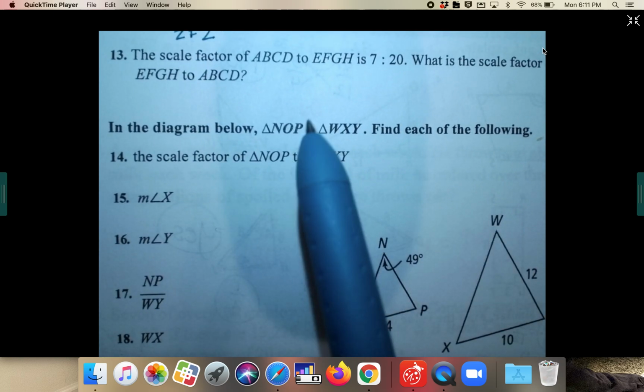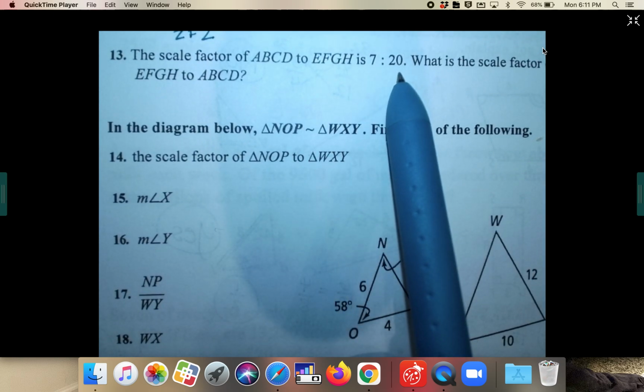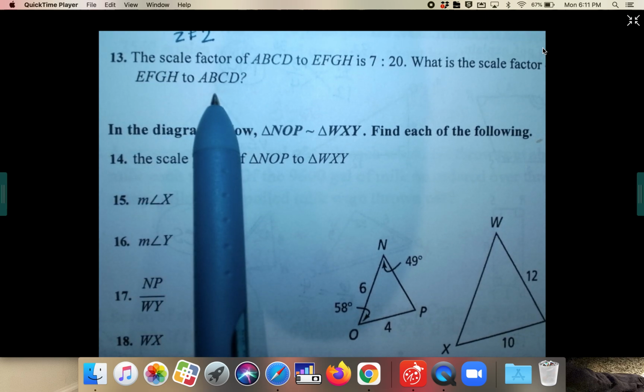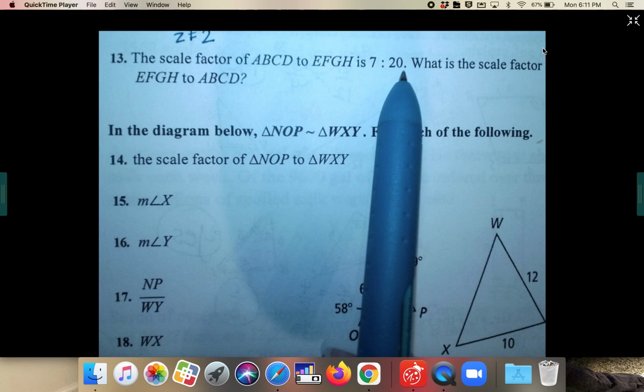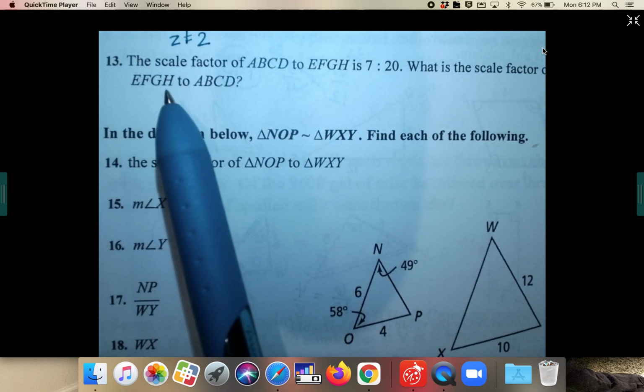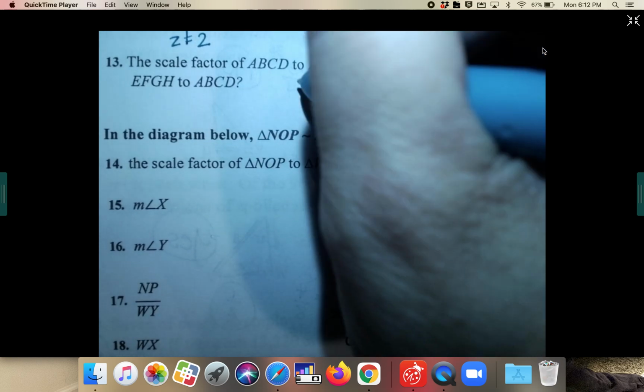All right, scale factor of ABCD to EFGH is 7 to 20. What is the scale factor of EFGH to ABCD? Well, that's just going the other direction. So if it first wanted it in this order and it was 7 to 20, and now we're flipping it in this order, we just want 20 to 7.